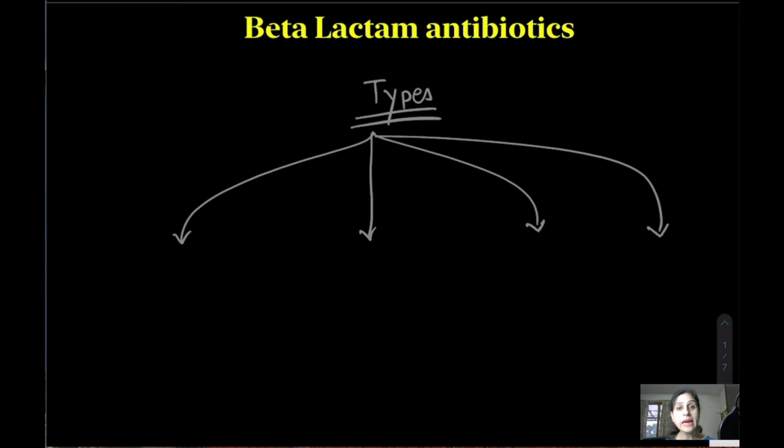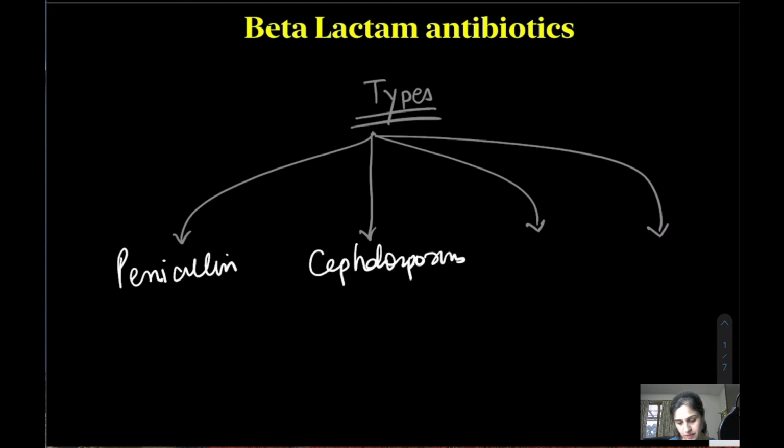Now, various types of beta-lactam antibiotics are there. The first one being the penicillin. The second being the cephalosporins. The third being the carbapenems. And the fourth one being the monobactam. So we are going to go through all of them one by one. So first, let's get started with penicillin.